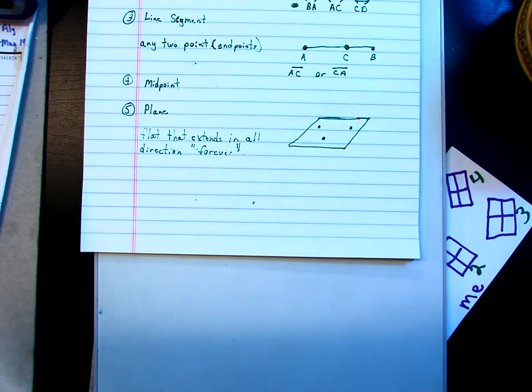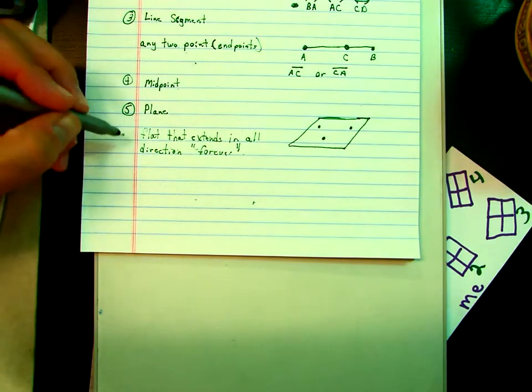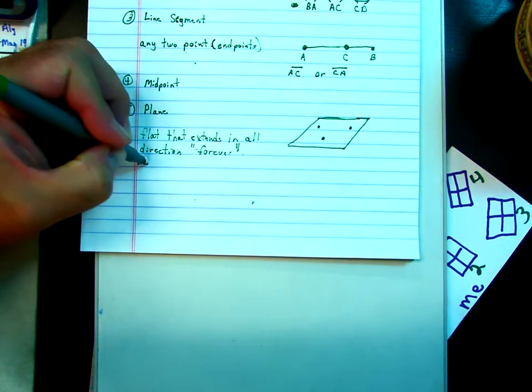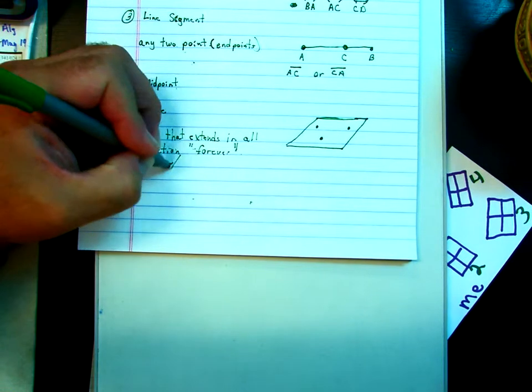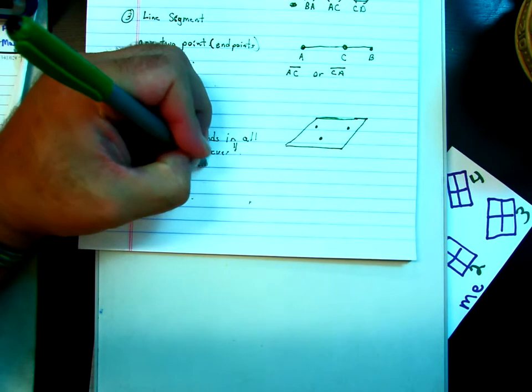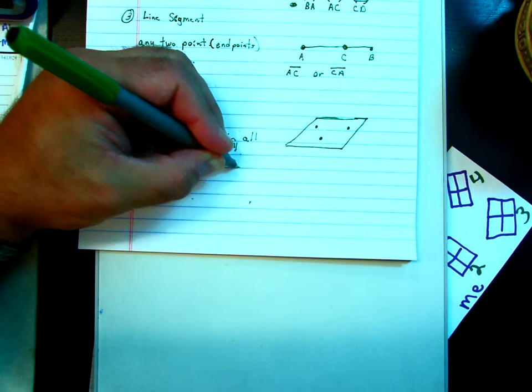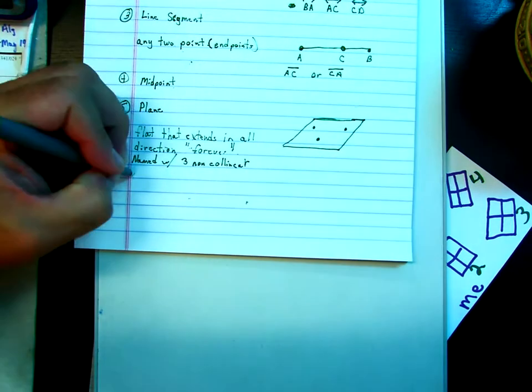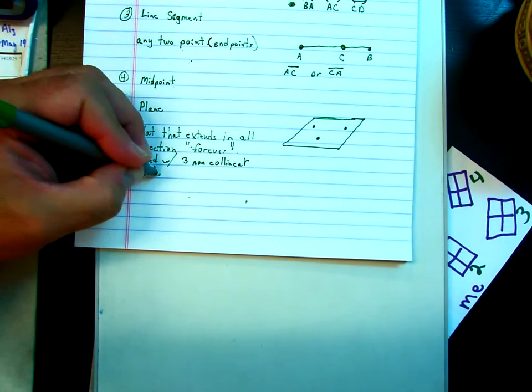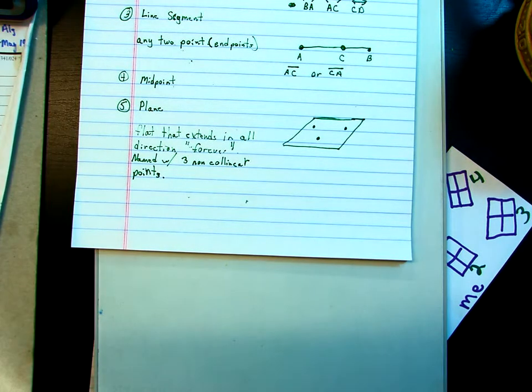Now, the key to this is knowing that it's named with 3 non-collinear points. And we'll get to collinear in just a minute. This will be one of the new words that you're going to have that I didn't give you originally. It's named with 3 non-collinear points. Oh, no, it is up there. Good. We'll get to it.